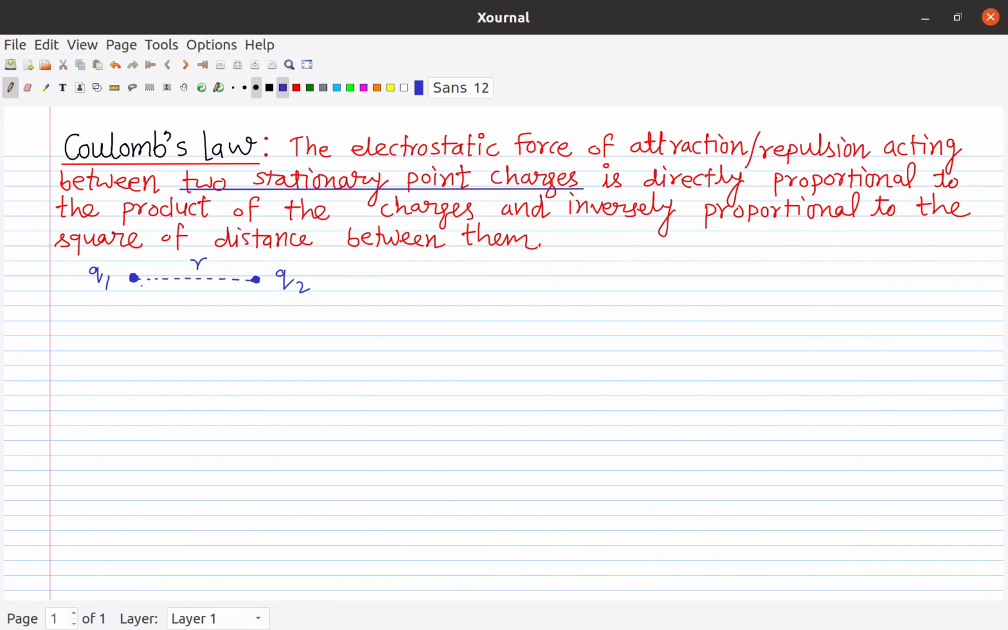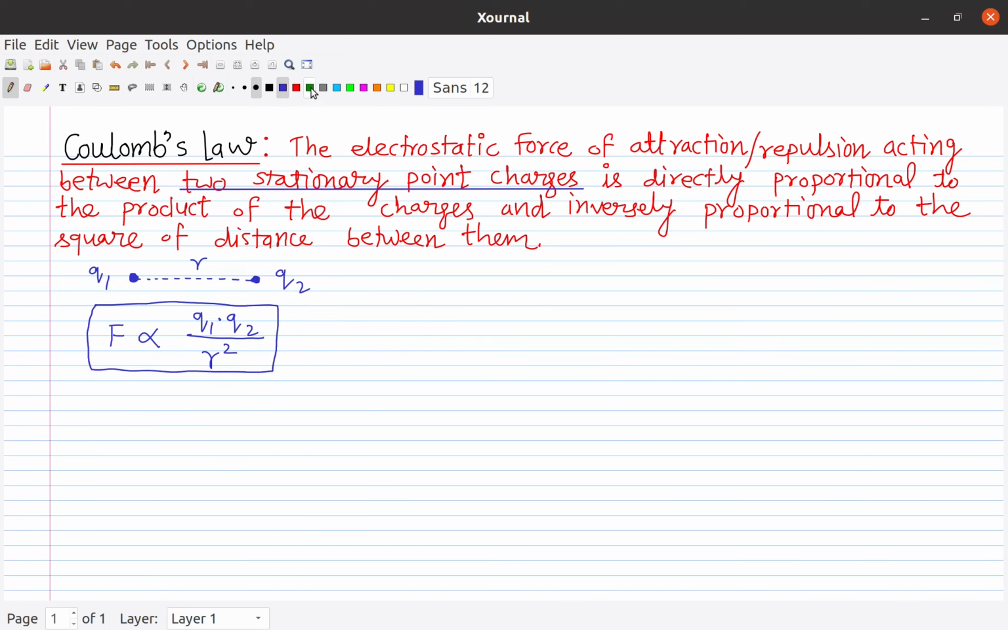If the charges are like charges, they will repel by a certain amount of force. If the charges are unlike charges, they will attract by a certain amount of force. But in both cases, the force magnitude according to Coulomb's law is directly proportional to the product of the charges divided by square of distance between them. That you can read from the statement. It is proportional to the q1 into q2 product, and inversely proportional to the r square.